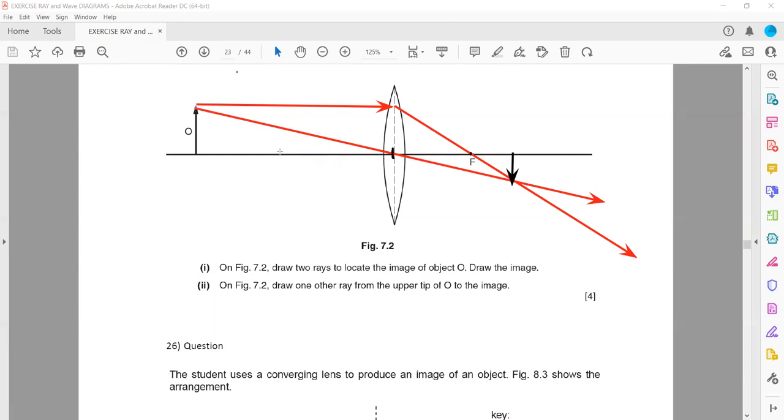From the tip of the object, we'll consider another ray which passes through the focus. So these are the three light rays. One parallel to the principal axis will always pass through the focus. Number two, one passing through the center of the lens will pass straight, and one passing through the focus will go parallel. Even in an exam, we need only two to show how the image is formed by a convex lens.